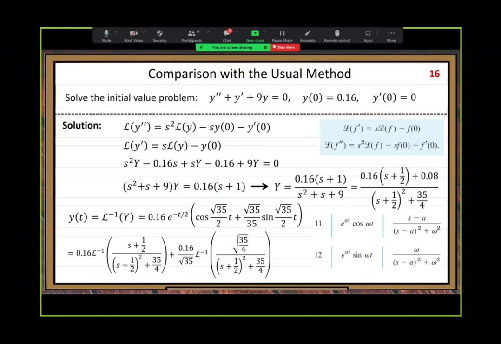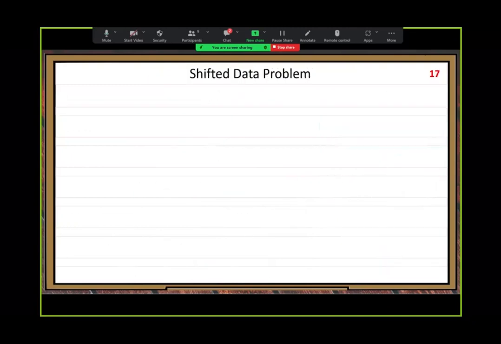Shifted data problem. This is our last example. Shifted. In this one there is some conversion step, so let me slow down a little bit, otherwise it's hard to follow, because you need to switch. Do you remember what we did before? We switched the coordinate system, we did rotation. It's hard to follow, right?